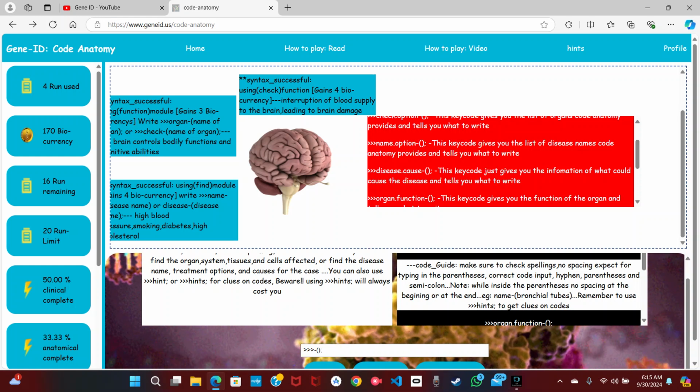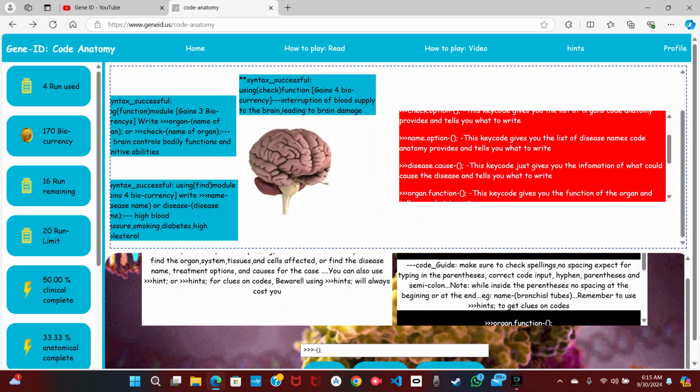So what I'm gonna do here is to use the name option, because it says here this key code gives you the list of disease names. Code anatomy, oh, I see, there was a mistake in the spelling right there. Actually, there wasn't. This key code gives you the list of disease names, code anatomy provides, and tells you what to write. Okay, that was on me to read it right.